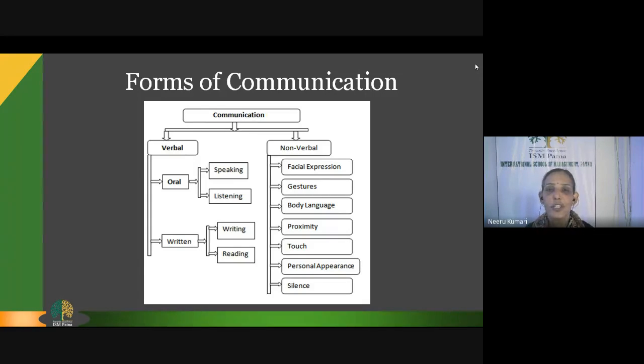Then comes gesture. You must have seen when you talk, automatically your hands and fingers make different positions, different forms, different shapes and structures. These are called gestures. And though we may not know the exact meaning of these gestures, still they help us to connect with our audience. If you are making certain gestures, because of those gestures, you will see you are connecting with your audience.